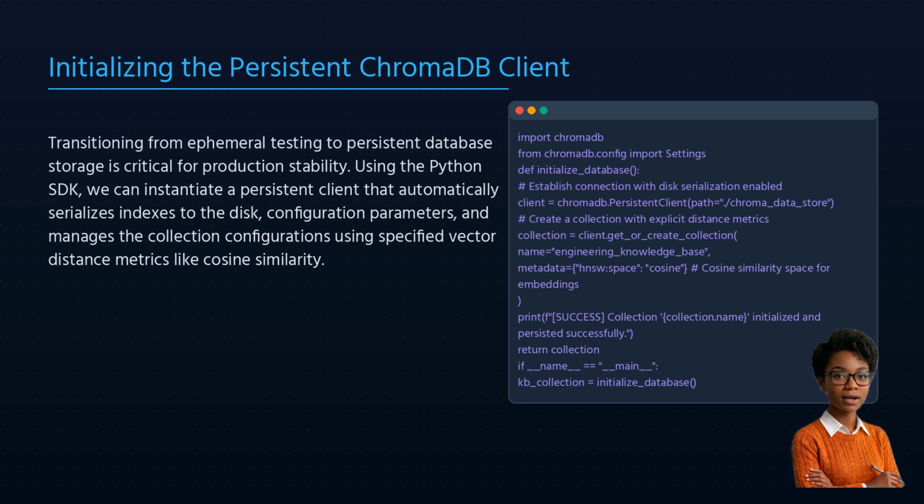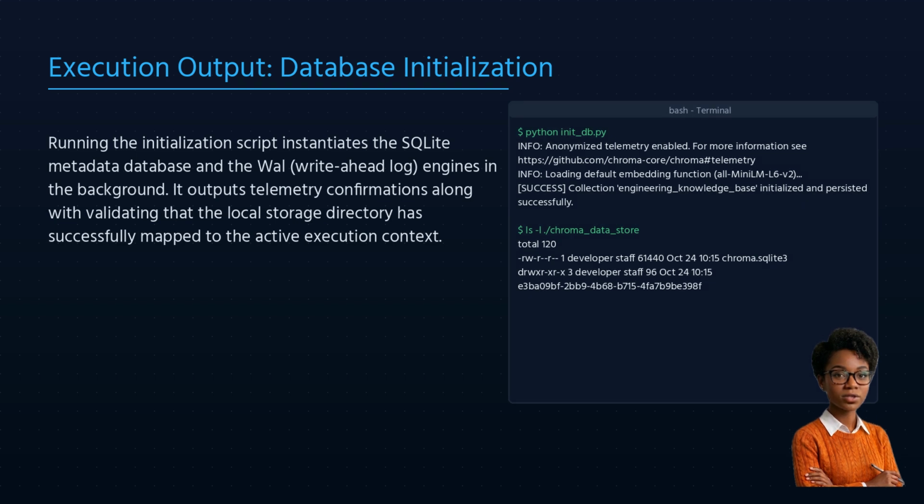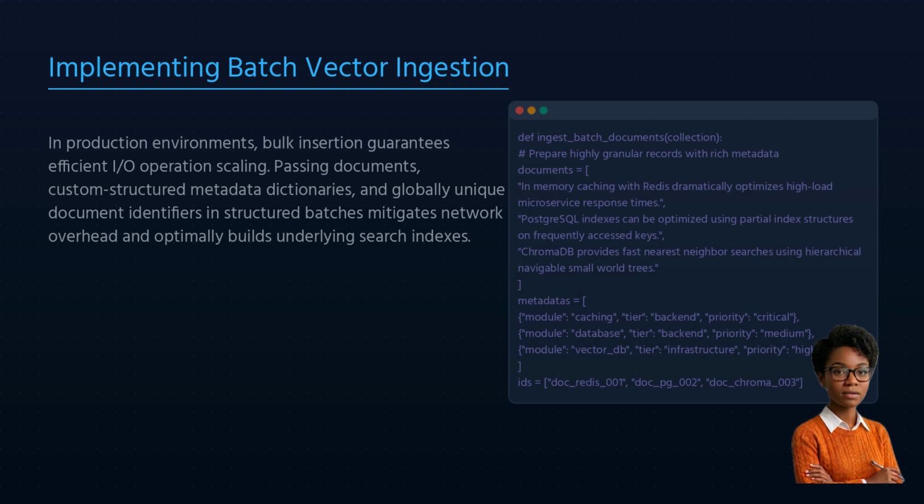As you can see on the terminal screen, executing our script starts Chroma's background logging and telemetry safely. ChromaDB creates a clean directory named chroma_data_store, which handles all vector files and index mappings. This means that next time your script starts, it won't have to rebuild any indexes, saving you massive cold start times. Moving on to batch ingestion.